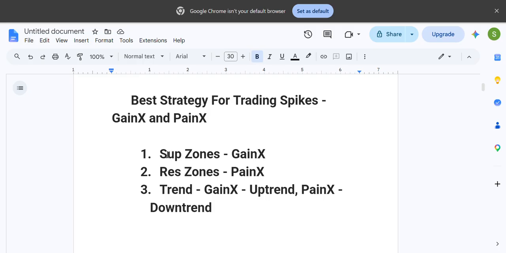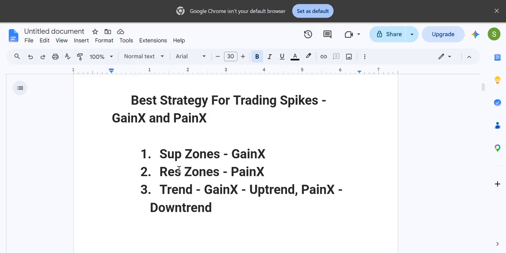You need the zones in order for you to be able to trade them. So for GainX, it is from the support zone. If you want to trade spikes on GainX, your target should be the support zone. So you place your order at the support zones because that is where we are most likely to experience spikes whenever we are trading spikes on GainX. But for PainX, it's the opposite of GainX. So that is going to be from the resistance zones.